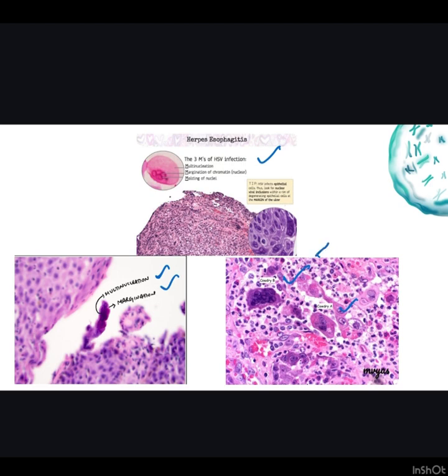Cowdry bodies are nothing but dark nuclear inclusions which are composed of nucleic acid. So, Cowdry bodies are nothing but nuclear inclusions due to nucleic acid. Now, these are of two types. You have the Cowdry A bodies and the Cowdry B bodies.